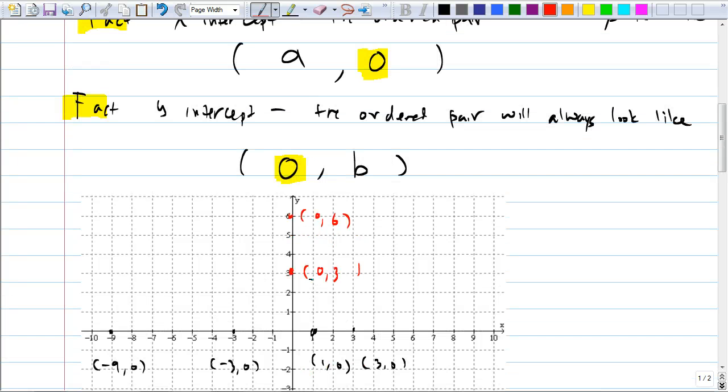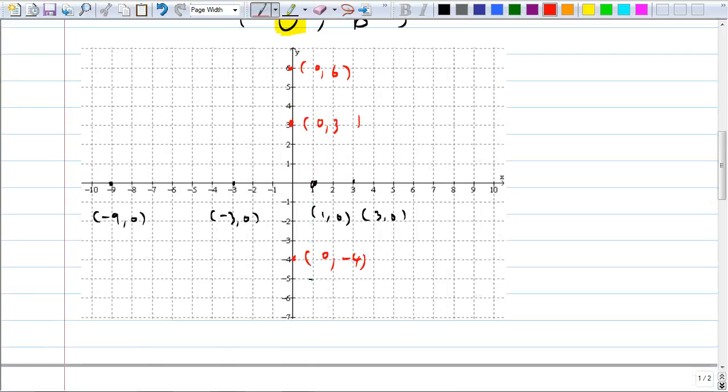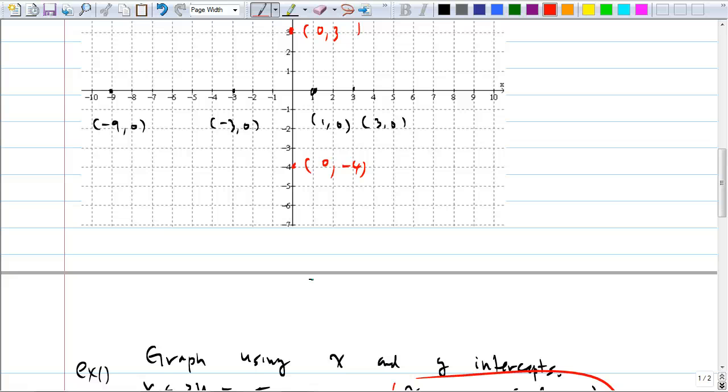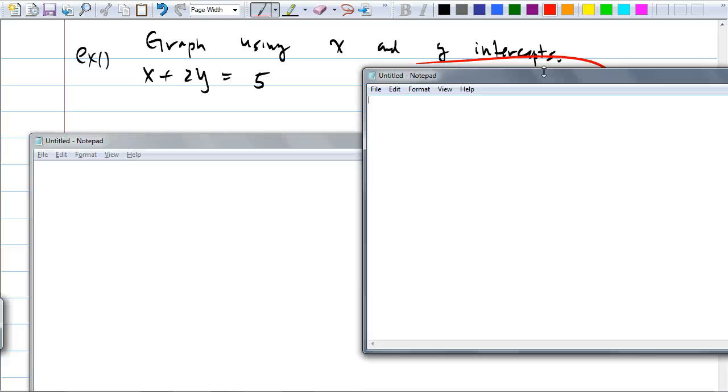Okay. So on your homework tonight, we're going to ask you to do something like this. Let's do an example. Let me move this up. On your homework tonight, it's going to ask you to graph using x and y intercepts, and they're going to give you an equation of a line. By the way, is this a linear equation? Yes, it is, because it fits the pattern called standard form, right? Ax plus 2y equals 5. So this is going to be a line.